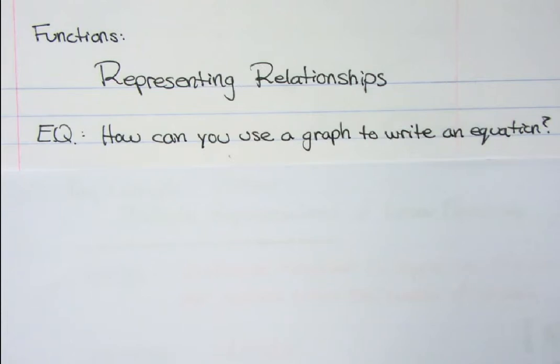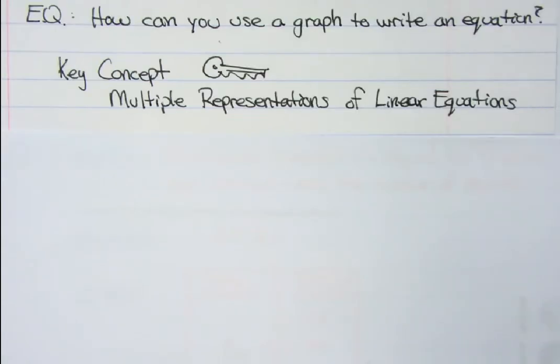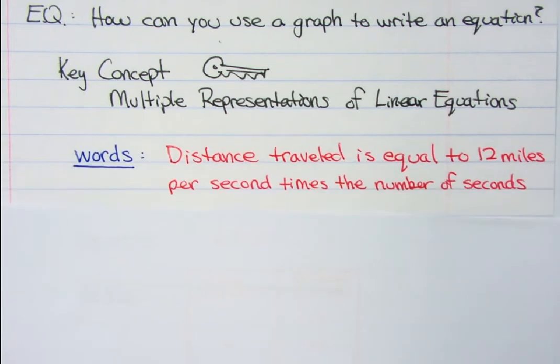All right, we're starting a new unit, a new chapter into functions. So we're going to be talking about functions, and today's topic is representing relationships with functions. So how can you use a graph to write an equation? There's a main concept here that there are multiple representations. There are different ways of showing linear equations. We're going to start with that because that's what we're most accustomed to.